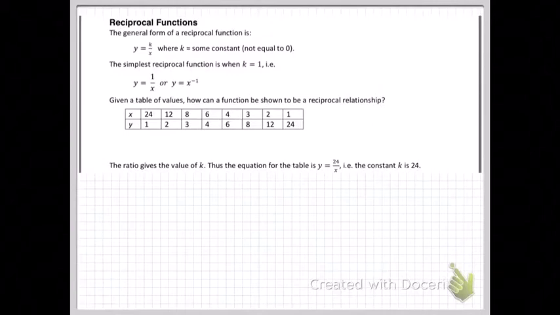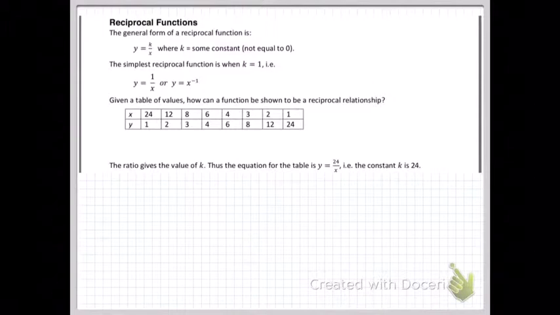We're following the reciprocal functions handout. The general form of a reciprocal function is y equals k over x, where k is some constant other than 0. The simplest reciprocal function is when the constant equals 1, and that can be written as y equals x to the power of negative 1 using index notation.